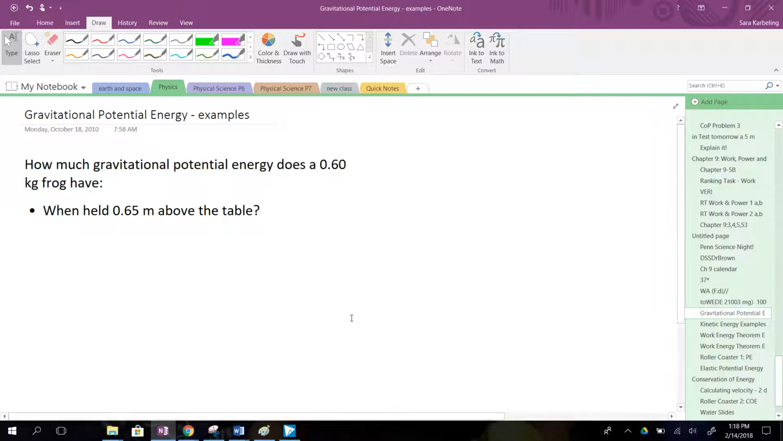I usually have a meter stick up here, but you're going to have to trust me. Here's my frog. Here he is. He's 0.65 meters above the table. Can you calculate his potential energy? I'm guessing it's almost exactly the same as the problems that you just did. So go ahead and do this. How much potential energy does he have? We got this, right?